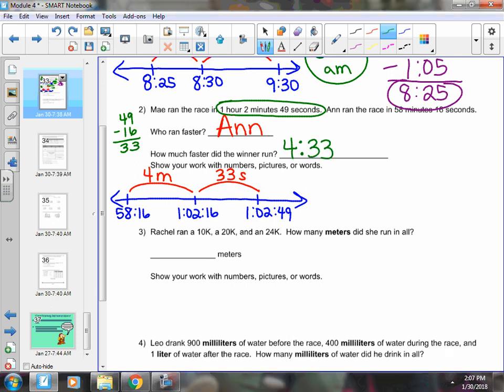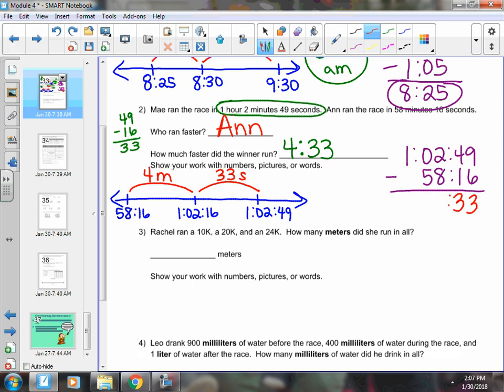I can also do this by subtracting. I'm going to start at the higher time and subtract the lower time. And I should get the same answer. Okay, I don't have to do any regrouping yet because I can do 49 minus 16.